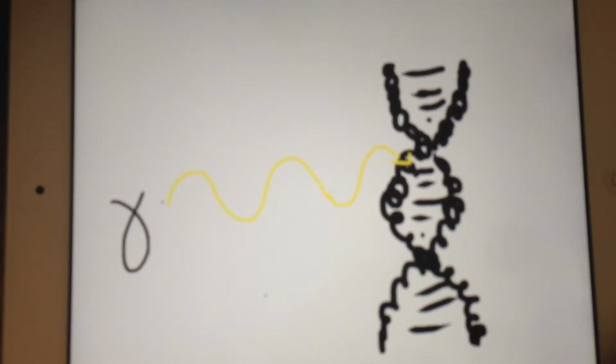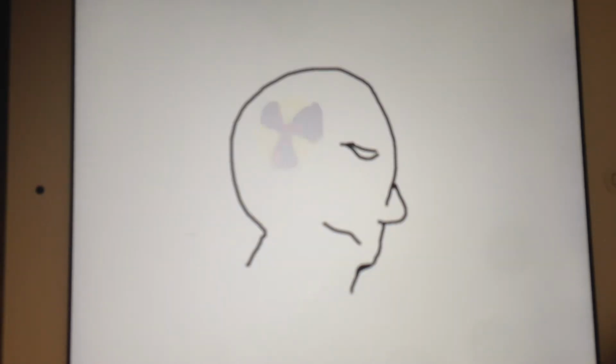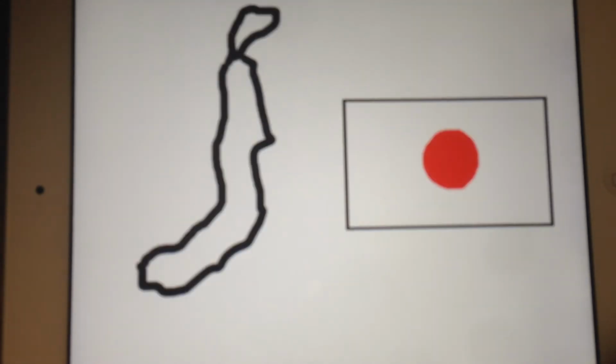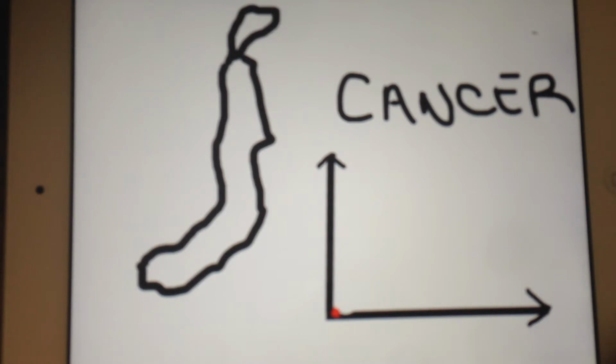Incident radiation can damage the DNA, which prevents cell regrowth and in turn leads to increased cancer rates. For example, survivors of nuclear explosions with high levels of radiation like Hiroshima and Nagasaki experience higher cancer rates, according to the US Department of Energy.